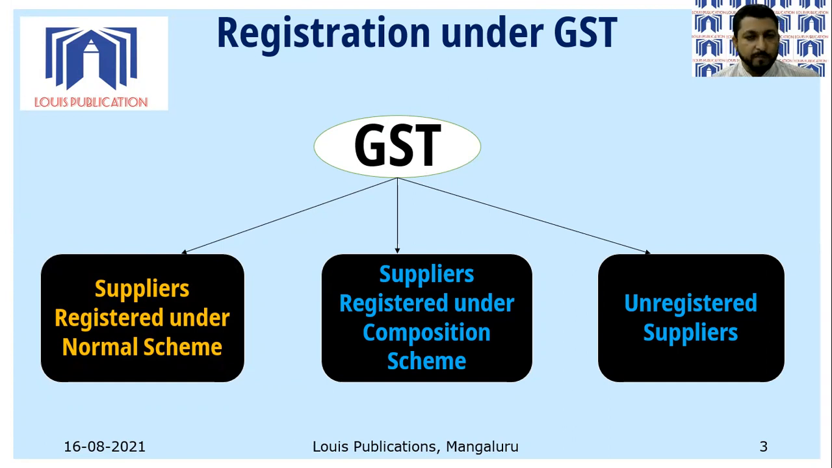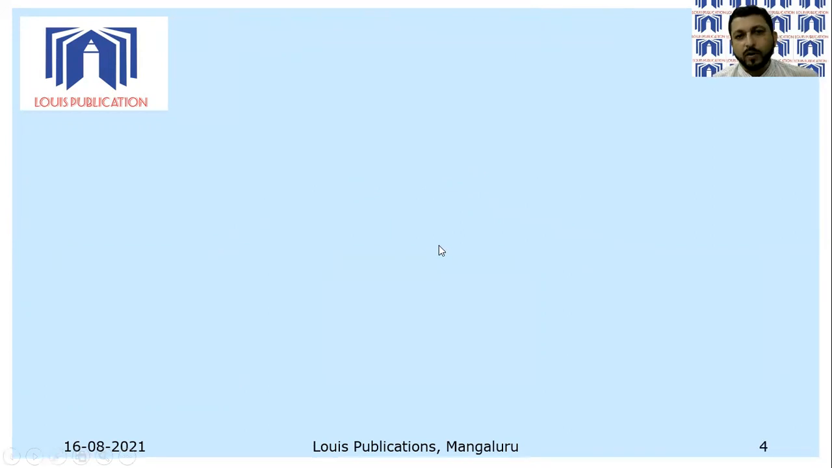So what about them? Can a buyer or a recipient who is registered under GST transact or do business with unregistered suppliers? All these points we are going to cover in this particular session. So either a supplier is registered under normal scheme, or a supplier is registered under composition scheme, that is under section 10, or a supplier may remain unregistered, not taking registration under GST at all.